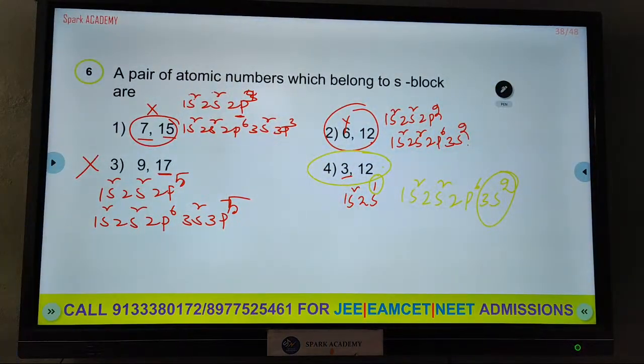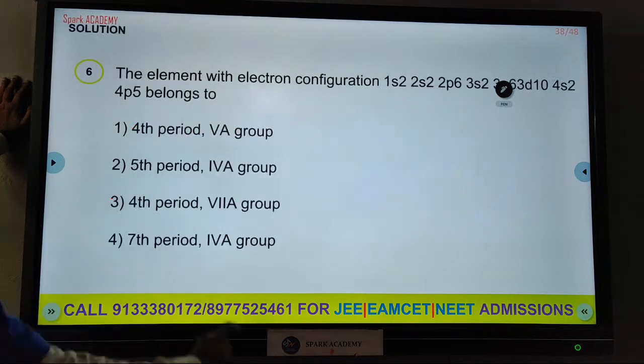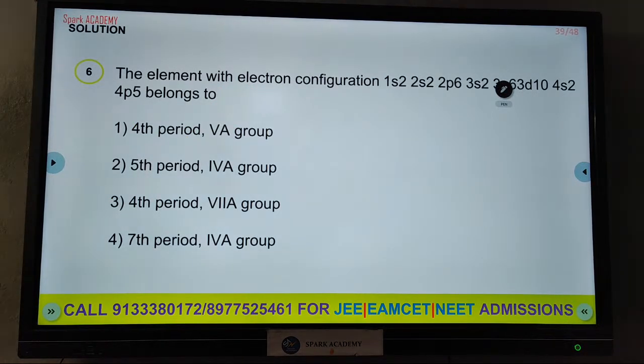Both elements contain the last orbital as s. So in their elements the last electron enters into the s orbital, so both are s block elements. So both atomic number pairs are s block elements. Clear? So next question. The element with the electronic configuration given.